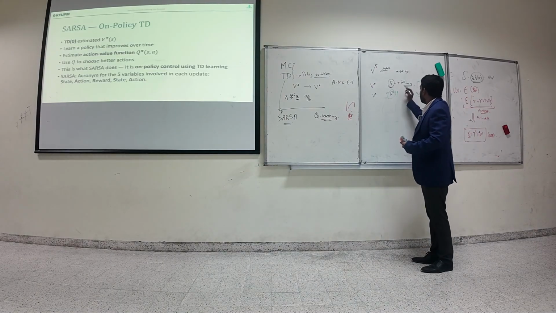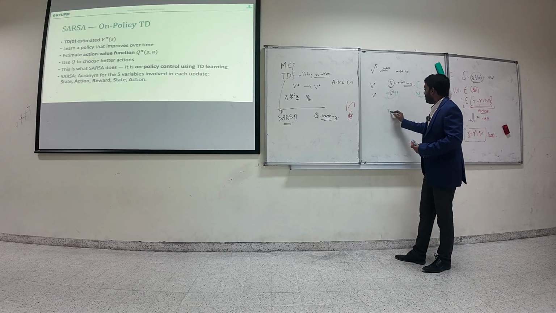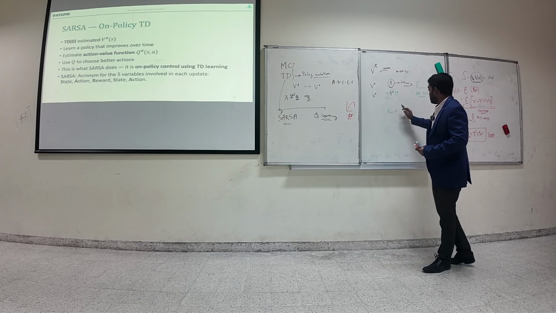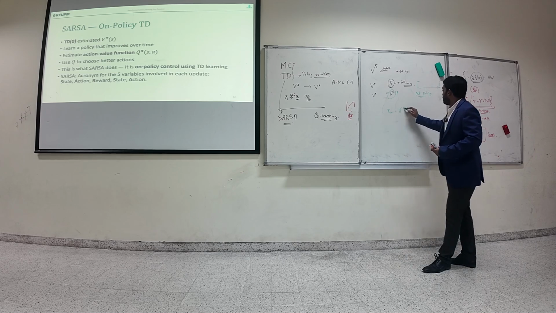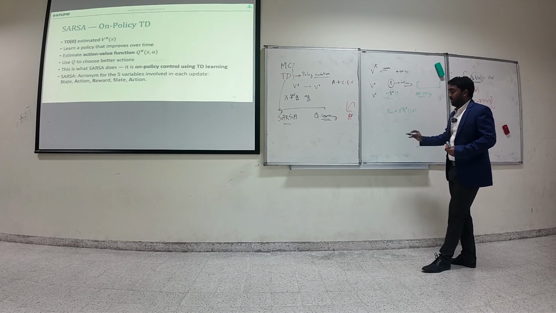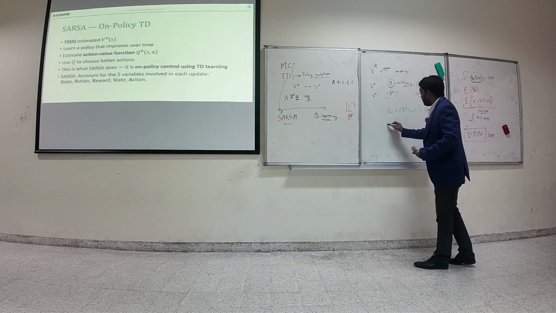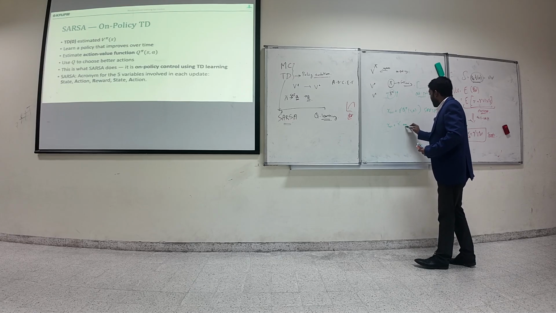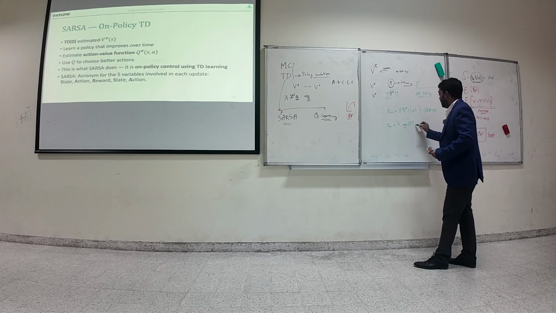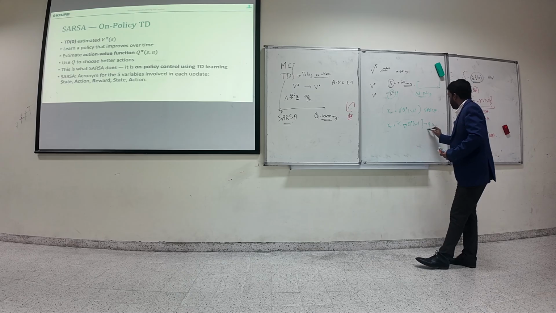From the equations, for SARSA the equation will be something like this: R_{t+1} plus gamma times Q pi of S comma A. However, this is for SARSA. However, we have R_{t+1} plus gamma times max over the actions of Q pi of S comma A. This is Q learning, off policy. This is on policy.